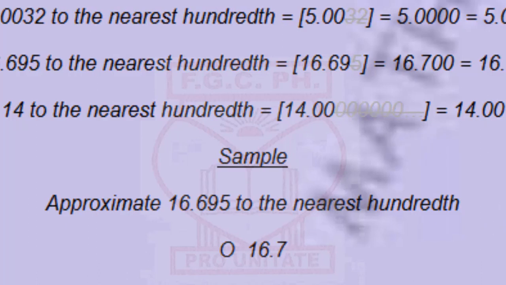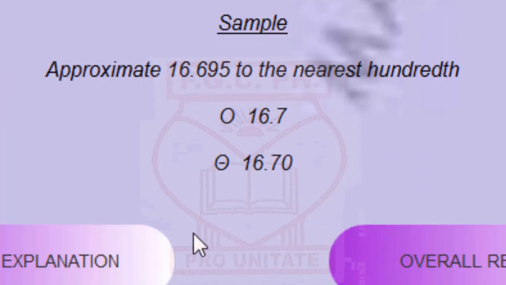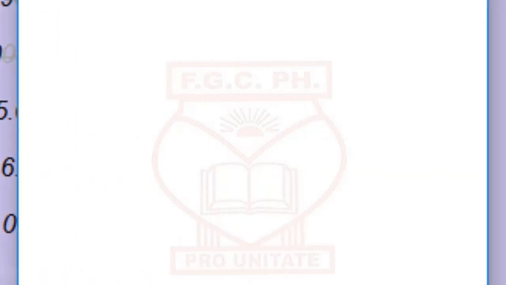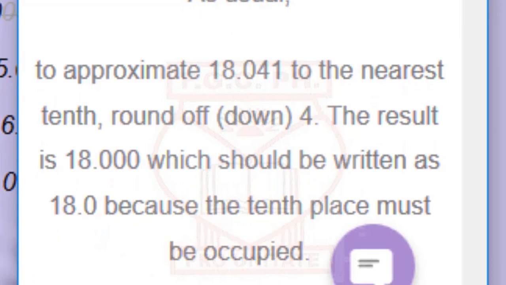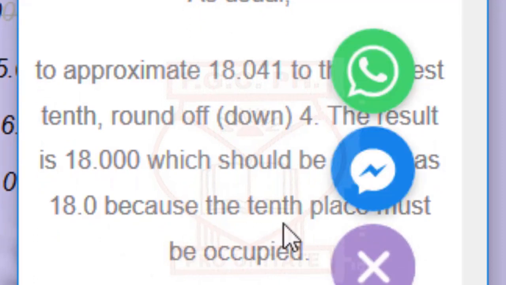So now that is it, and we can check our further explanation page to see what's up there for us. In the further explanation page, we have, as usual, to approximate 18.041 to the nearest tenth, round off 4, the result is 18.000, which should be written as 18.0 because the 10th place must be occupied. Same goes for every other thing that has been done.